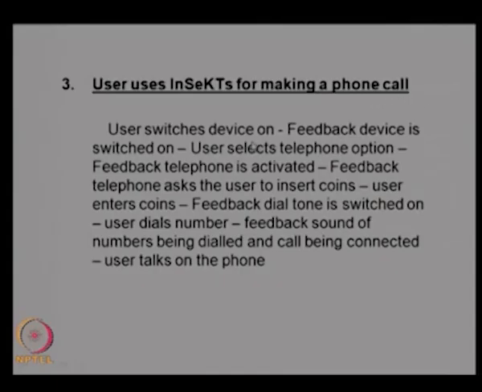So what are the stages through which the user will be going in order to get that one? Here again the first two will be the same, then the user selects a telephone option, then feedback that the telephone is activated, then feedback asks the user to insert coins if it is a coin operated system, or if it is card operated, then the options will be different. So again the designer has to make a choice about what kind of system or facility should be provided for activating the telephone service.